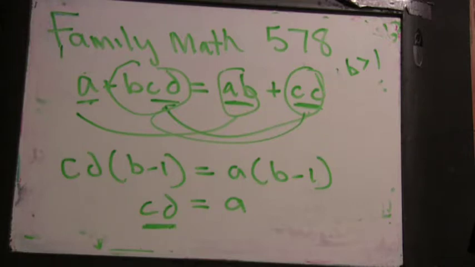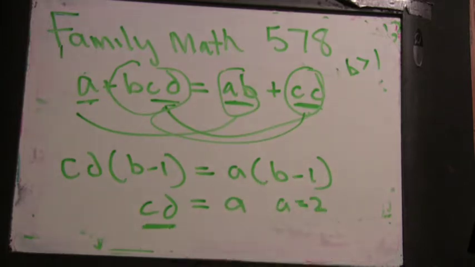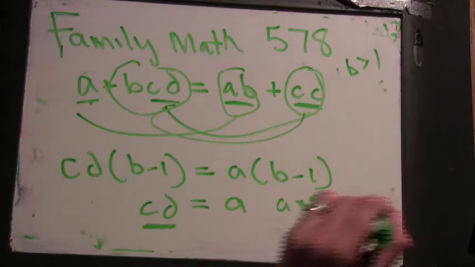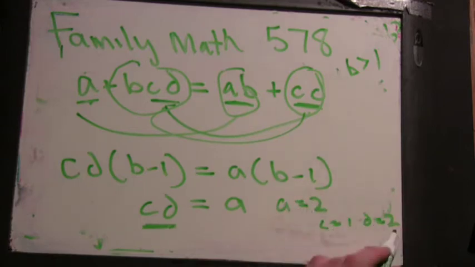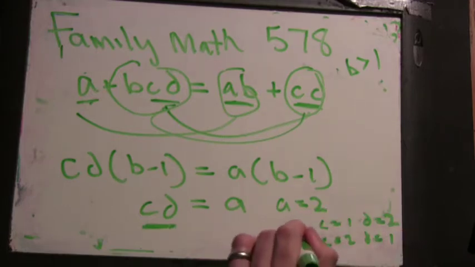Yeah, how should we list out the cases here? Well, I mean, you could look at A equals 2, A equals 3, A equals 4. Okay. What about A equals 2? So A equals 2, you've got C. So these are two distinct things. So you could do C equals 1, D equals 2, or C equals 2, D equals 1. So we've got two cases here.